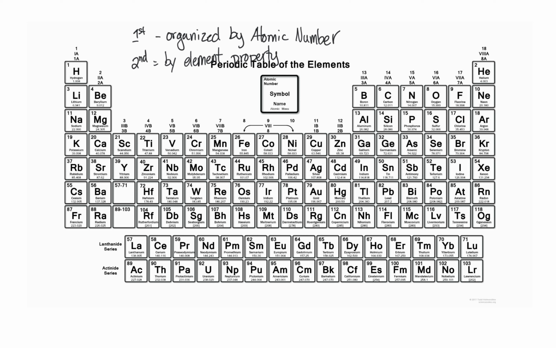So if I were to ask you a question on a test, and I were to say what elements would have more in common, sodium and potassium, or sodium and calcium, you should know that the answer would be sodium and potassium because they are in the same column, whereas sodium and calcium are not in the same column. So elements that are in the same column tend to behave more similarly. They have more similar properties than elements that are not in the same column.